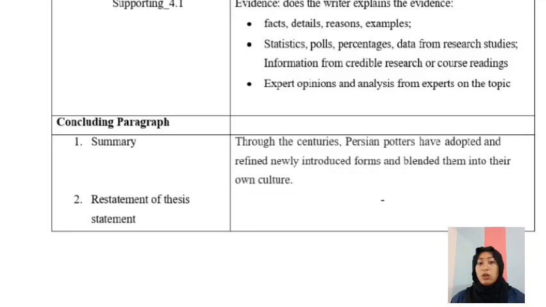Okay, move to the concluding paragraph. The first is a summary: through the centuries, Persian pottery has adopted and refined newly introduced forms and blended them into its own culture. The restatement of the thesis statement is nothing, and the prediction, future or suggestion, is nothing.